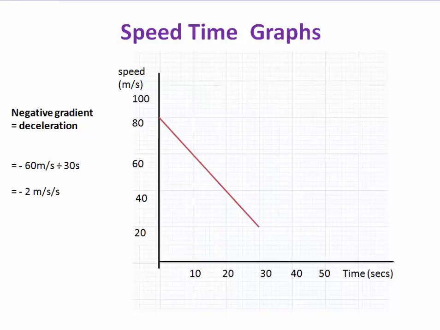If we've got a negative gradient, this is a deceleration. Again, the gradient shows us that it's a deceleration. To work out the gradient, we've got 20 to 80 is 60 meters per second divided by 30, which is the time, and gives us minus, because this is a minus gradient, minus 2 meters per second per second.